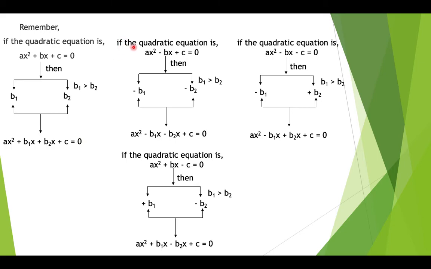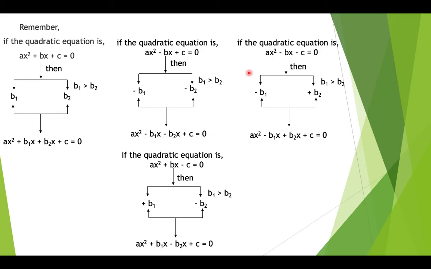Now remember this, if the quadratic equation is ax square minus bx, over here it is not plus, it is minus bx plus c is equal to 0, then we have to split them in such a way that it is minus b1 and minus b2. So we get the split quadratic equation as ax square minus b1x minus b2x plus c is equal to 0.